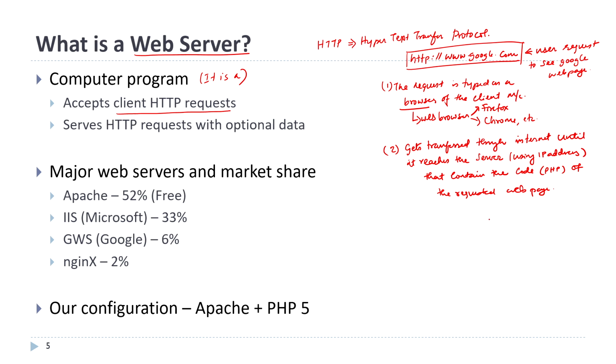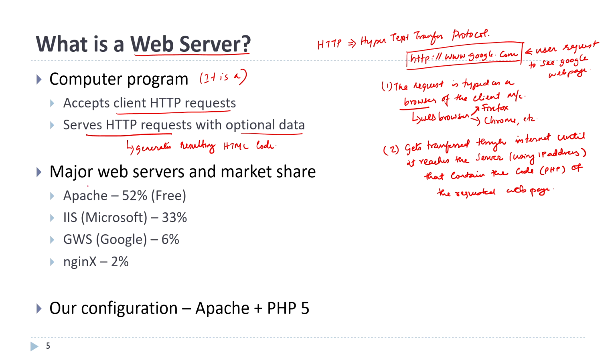Then the server serves the HTTP request. The request says show me the Google page, and serving it means generating the resulting HTML code. And if there is additional data that needs to be fetched, then the system will fetch that data and send it back.